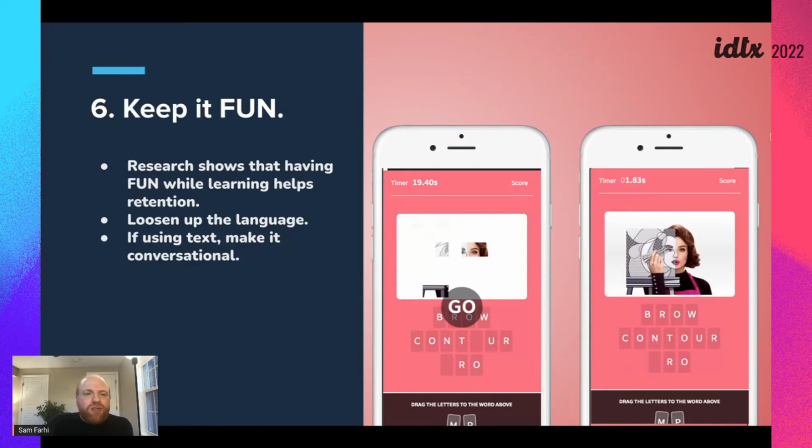So if that means loosening up the language a little bit, micro learning with very high academic language might not be the best choice. And if you're using text in your micro learning, like I usually do, make it as conversational as possible. It should be able to be read aloud and sound like a person speaking.